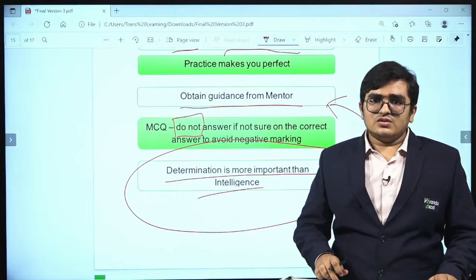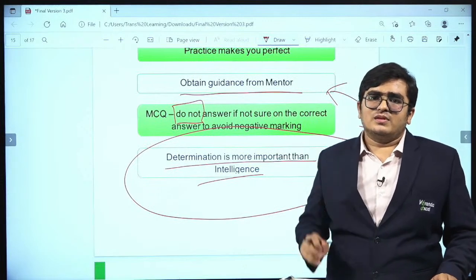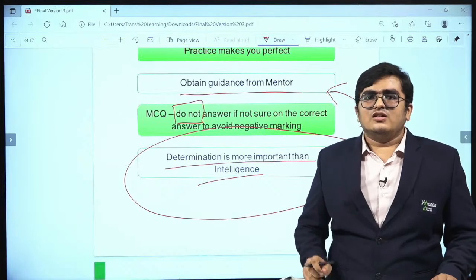Okay, there's one more thing. Can a CA get a government job? Yes, a CA can easily get a government job.